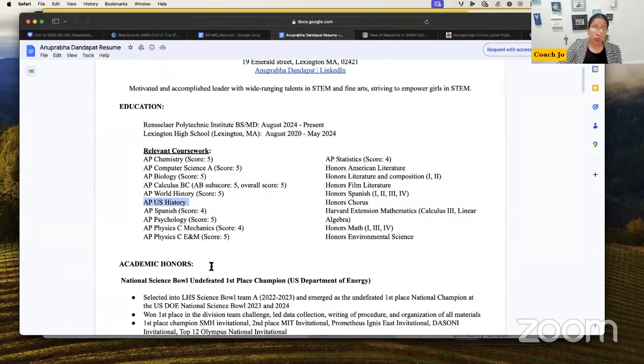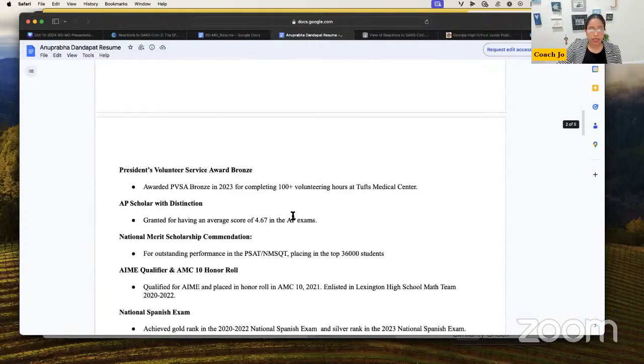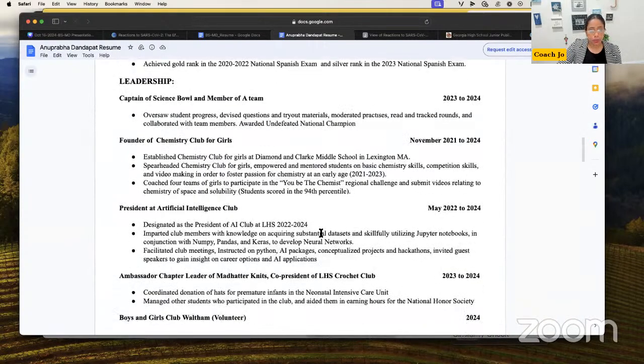But this girl was very, very interested in physics. You can see she had physics, mechanics, physics, electromagnetism, and everything. A very, very strong profile. She had calc BC, AB, just about everything that you can think about. Okay. She had a lot of academic awards. She had national merit as well.